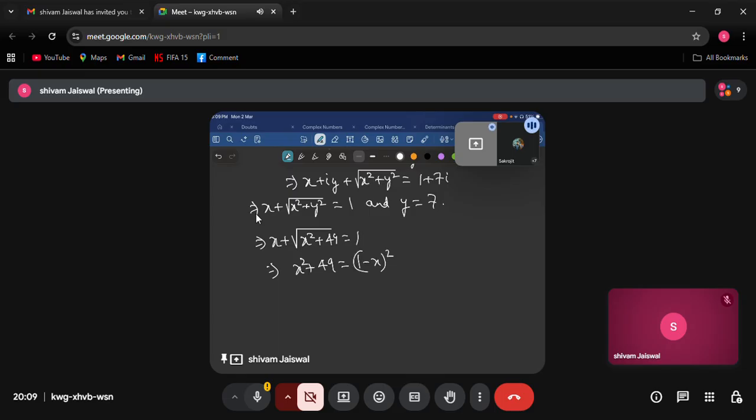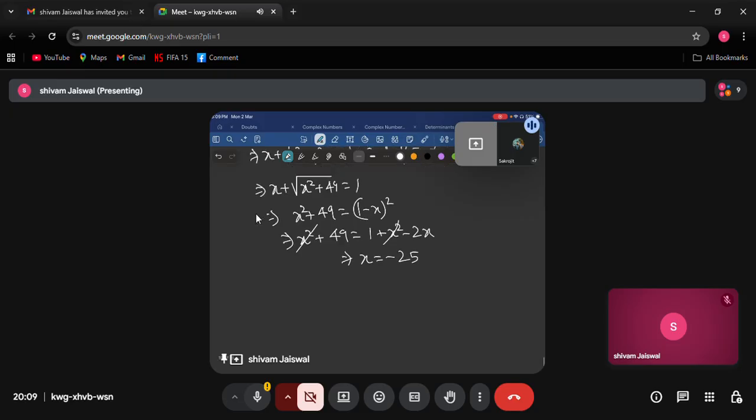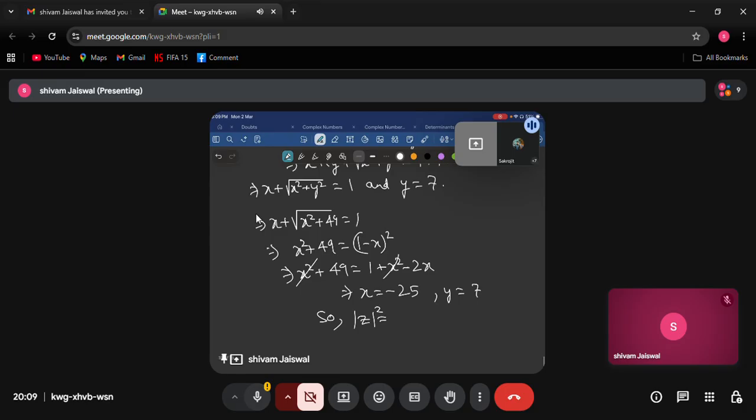Tell me, Devank and Onini, are people getting? This implies x square plus 49 is equal to 1 plus x square minus 2x. X square gets cancelled. You are getting the value of x is equal to minus 25. X is minus 25. Y is equal to 7. So mod z square. Sir, x is minus 24. Oh, wait a minute. Minus 24, sorry.